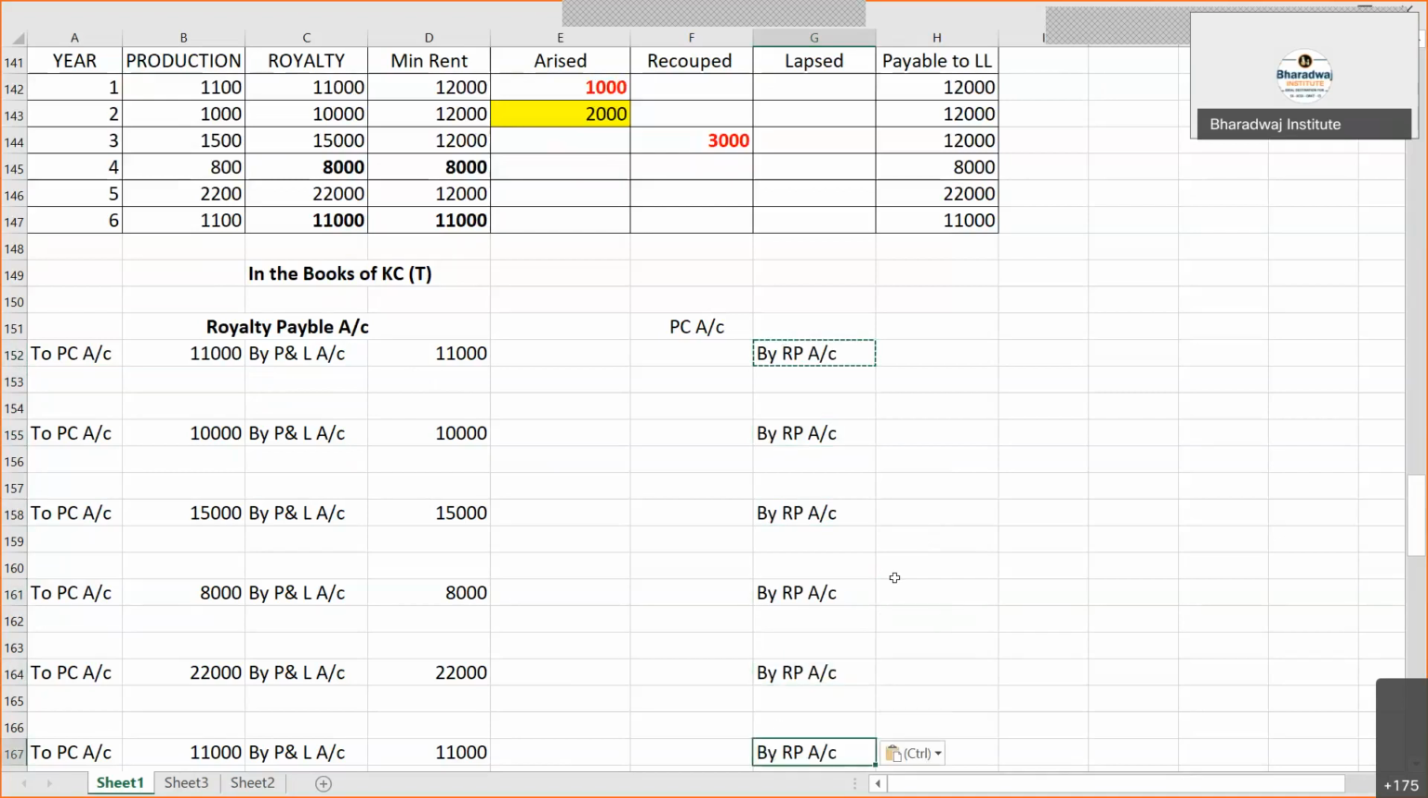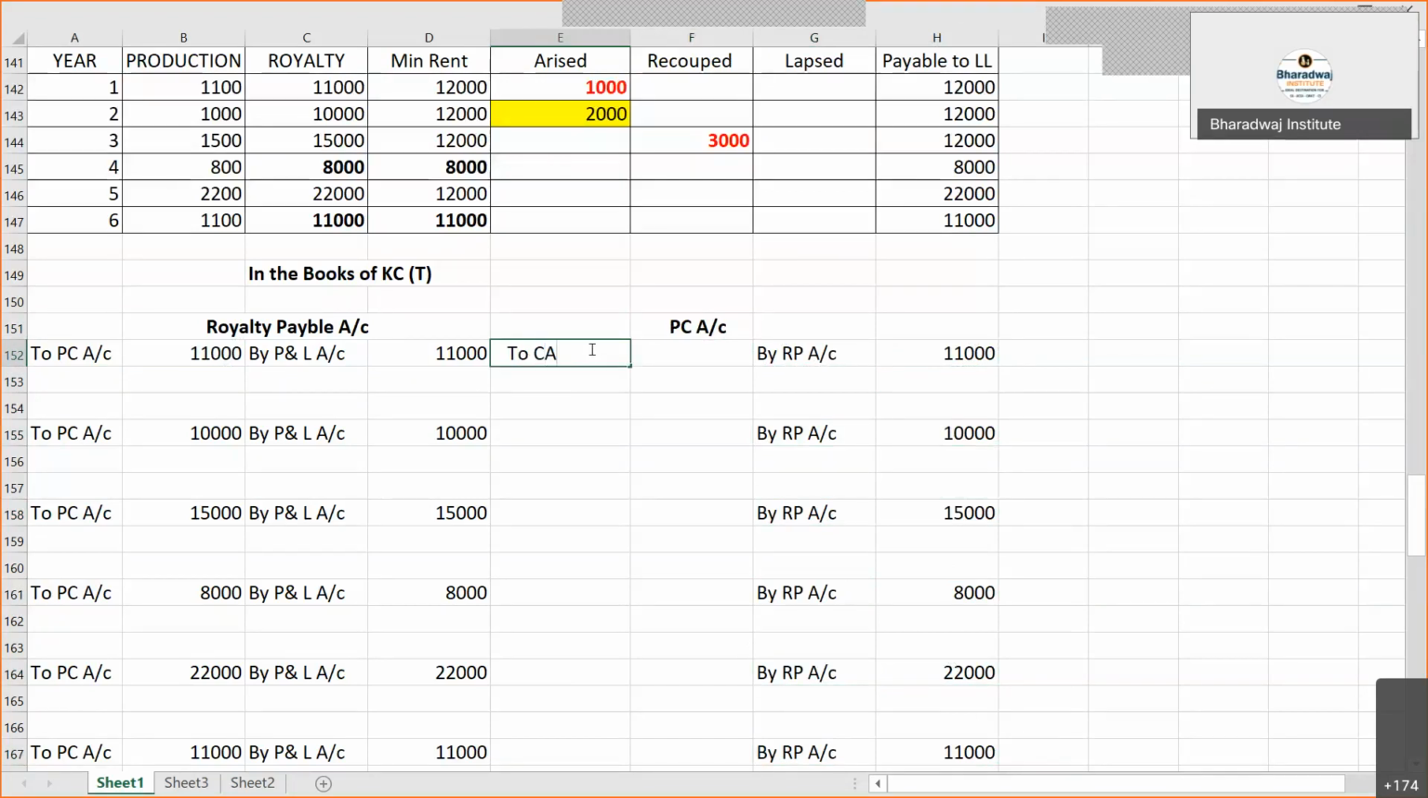So if an Excel is given in the exam, that will be fine. First year royalty payable 11,000. Second year 10,000. Third year 15,000. 8,000. 22,000. Then 11,000. Okay, when you pay the money, debit the receiver. When you pay the money, debit the receiver, to cash or bank.